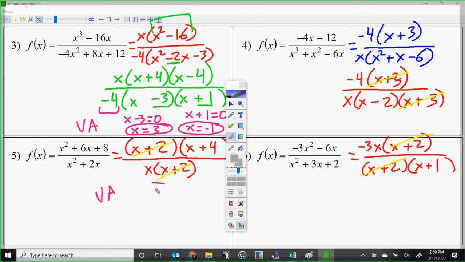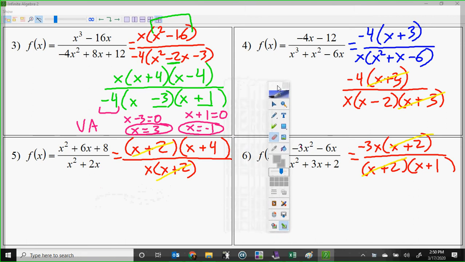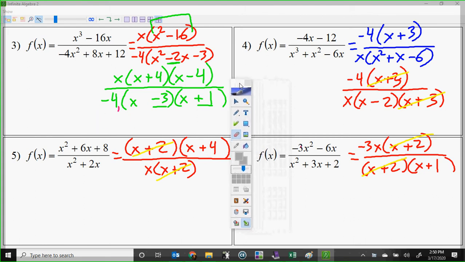So vertical asymptotes are when the denominator equals 0. I have a vertical asymptote because I cannot let the denominator equal 0. Whenever the denominator is 0 and the top is not, that gives me a vertical asymptote. It's an imaginary line that my graph cannot reach, so it goes to infinity.